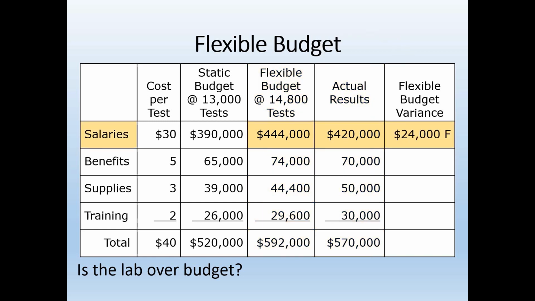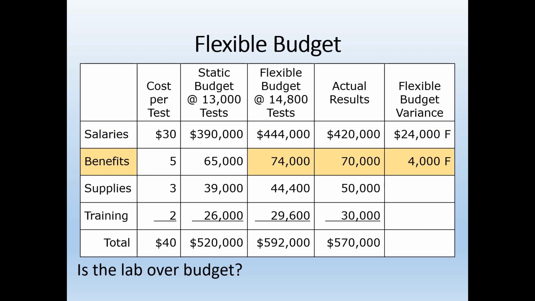For salaries, we see that the actual cost was $24,000 less than the amount predicted by the flexible budget. So we mark that as favorable, that is, less than the budgeted amount. By the way, note that favorable and unfavorable don't necessarily mean good or bad. They represent whether costs are higher or lower than expected.